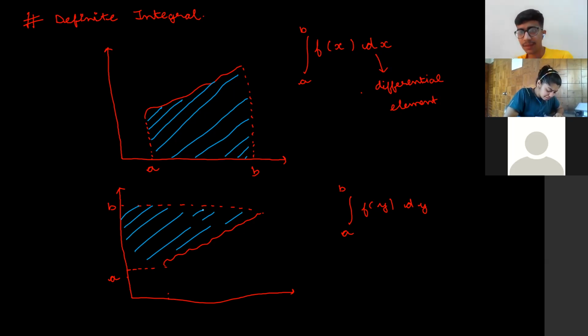So basically the area bounded with the x-axis or the y-axis depends on the variable which you are using. If it's the x-axis, then it's this area. If it's the y-axis, then it's this area. All right, let's move on.